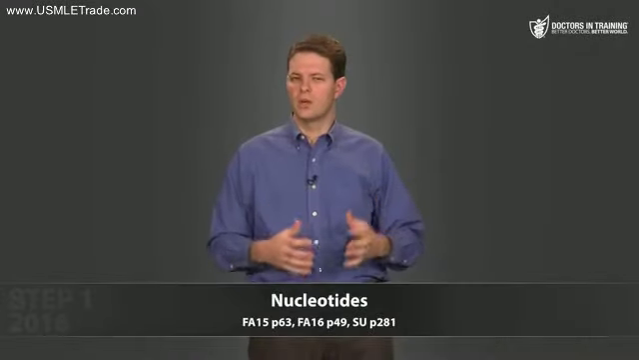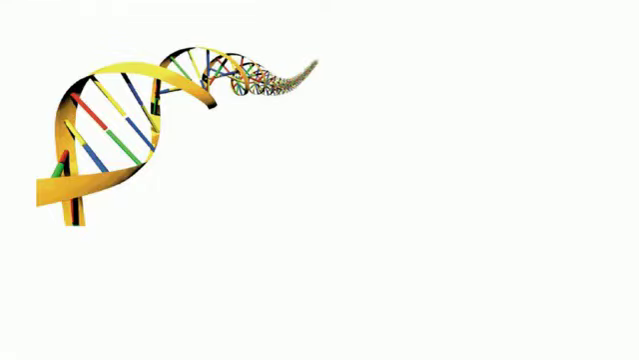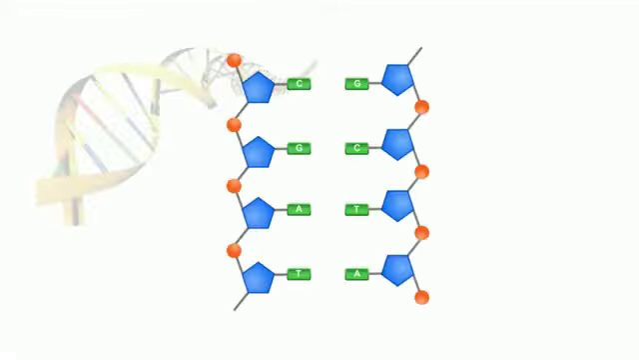Let's review the structure of DNA. DNA is made up of 2 strands in a double helix, and the backbones are made up of deoxyribose linked together by phosphate groups. And then between the 2 backbones, like the rungs on a ladder, are the bases: adenine, guanine, cytosine, and thymine. And in RNA, instead of thymine, you have uracil.